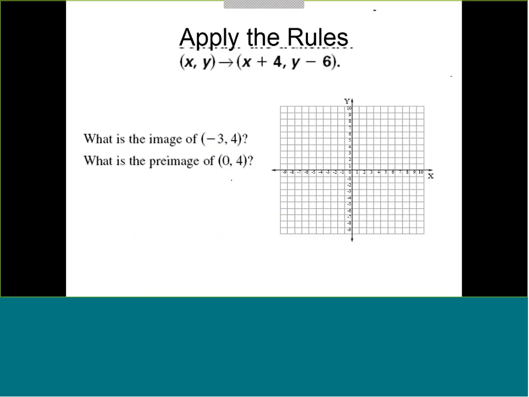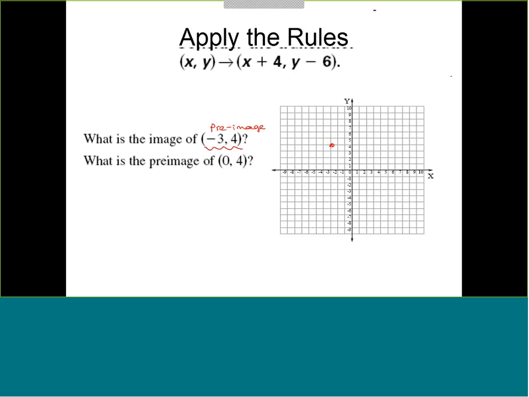Apply the rule. So here we're applying the rule to our pre-image, but we're also going to reverse the rule and apply it to our image. So this first one, what is the image of? So they're telling us that this here is our pre-image. And the pre-image and image, that connotation gets a little confusing. So it's going to take some practice to get used to what is the pre-image and what is the image. So the pre-image is the original. So this is our original. They're telling us that it's plotted at -3, 4.